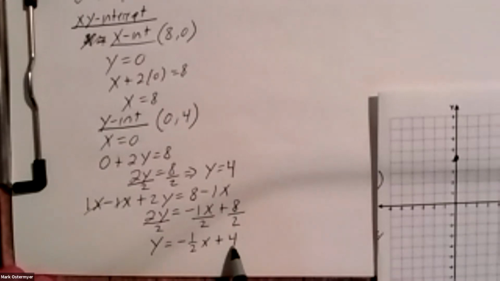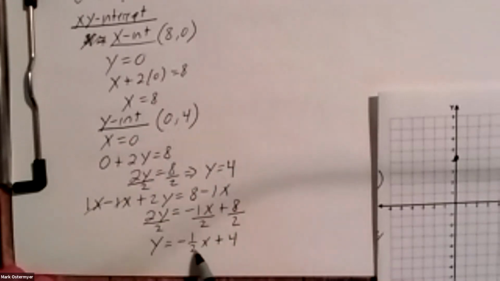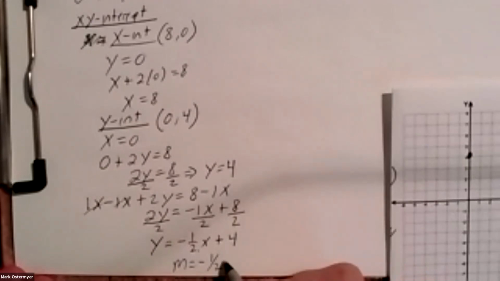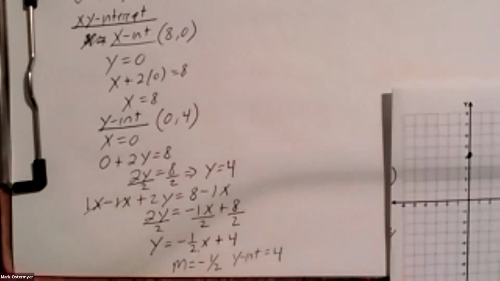So it does look like our y-intercept is 4. We determined that over here. And our slope is -1/2. So it looks like our slope is -1/2 or 1/-2. And our y-intercept here is indeed 4. Well, knowing my slope is -1/2 and my y-intercept is 4, I can plot more points on this line here.